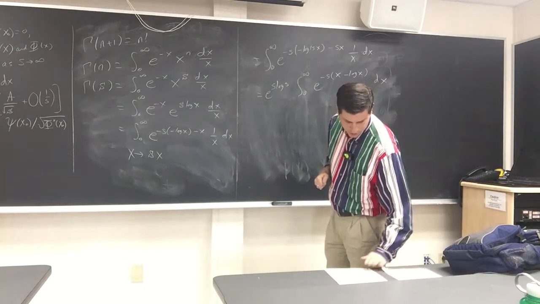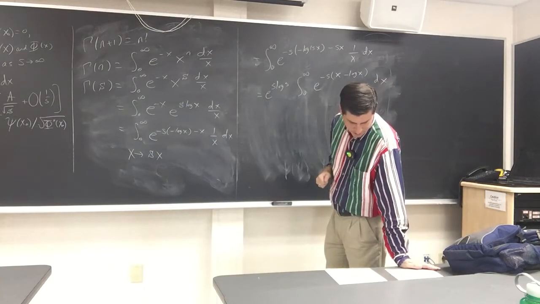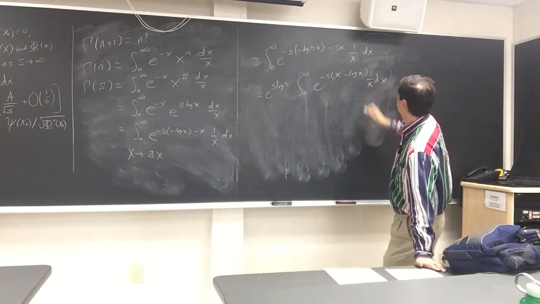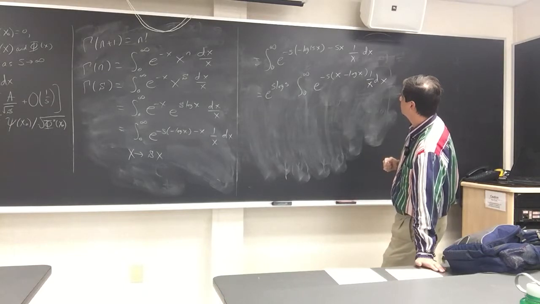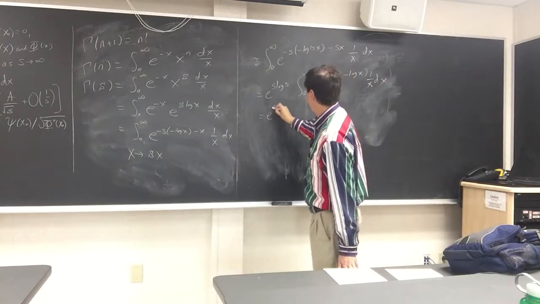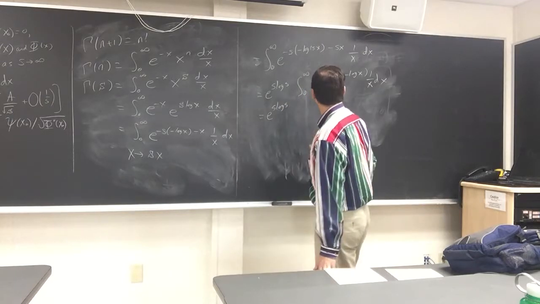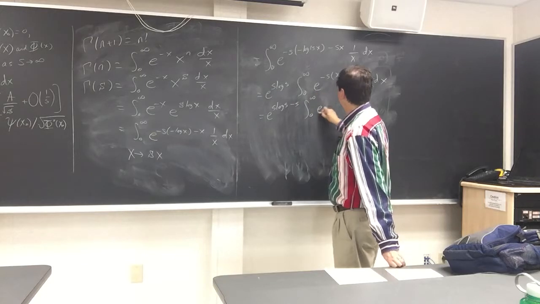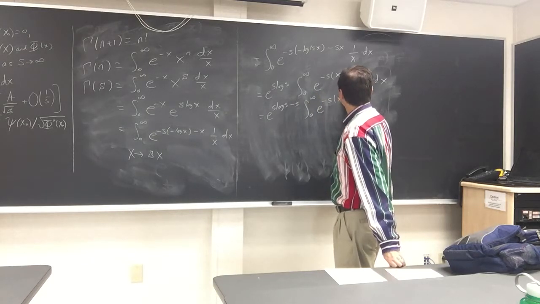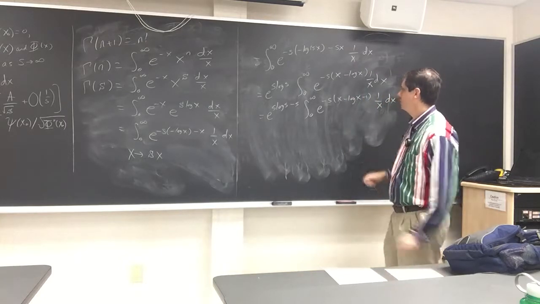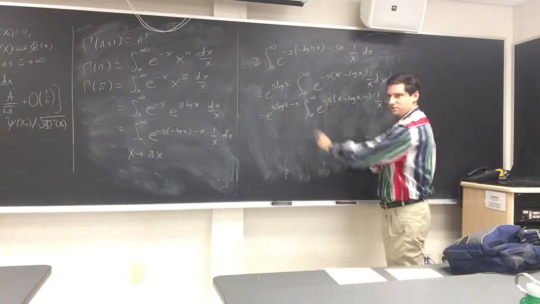And I think I now need to do one small little change. Oh, yeah, I have the 1 over x here. Thank you. OK. So what I want to do now is this is the same as e to the s log s minus s, integral from 0 to infinity, e to the negative s, x minus log of x minus 1 over x dx. So this will give me an e to the s, which cancels with that.